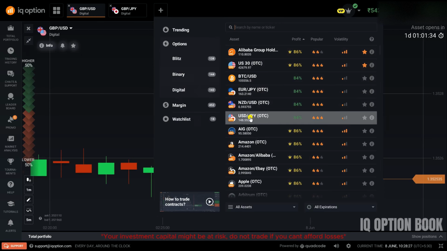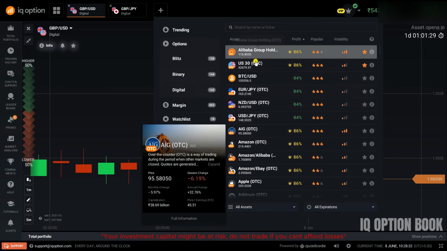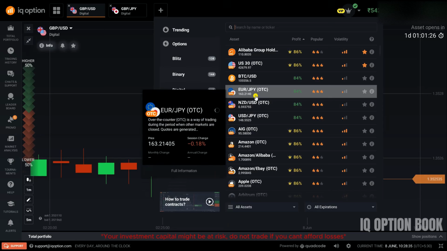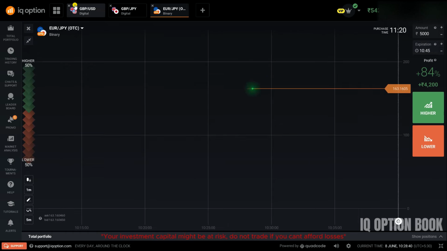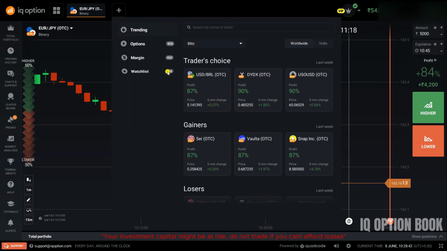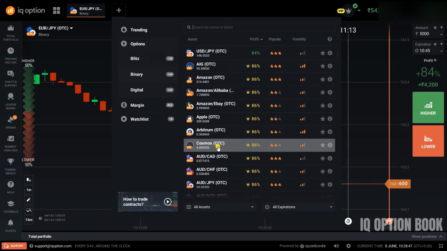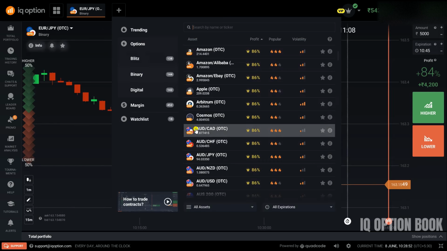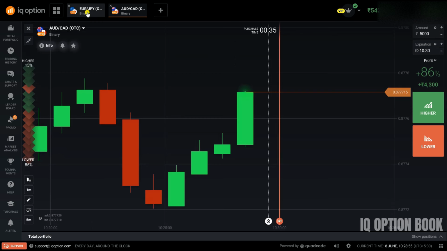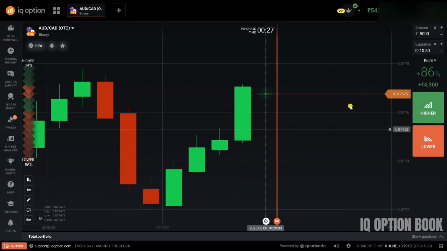In binary it is advisable to only use the currency pairs in the OTC market. Do not use the stocks. Better to use currency pairs like EUR/JPY, NZD/USD. Another thing, price action is the same for every market, either the OTC or the real market. It can be anything. Okay, so USD/CAD. Let us start with this first trade. Here there is no 1 minute expiration, so I'm deleting this one.